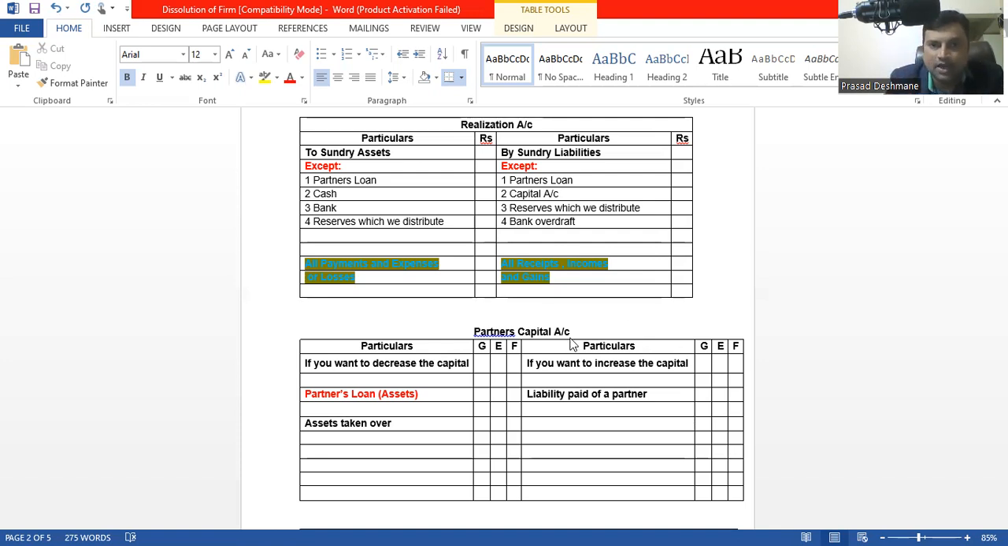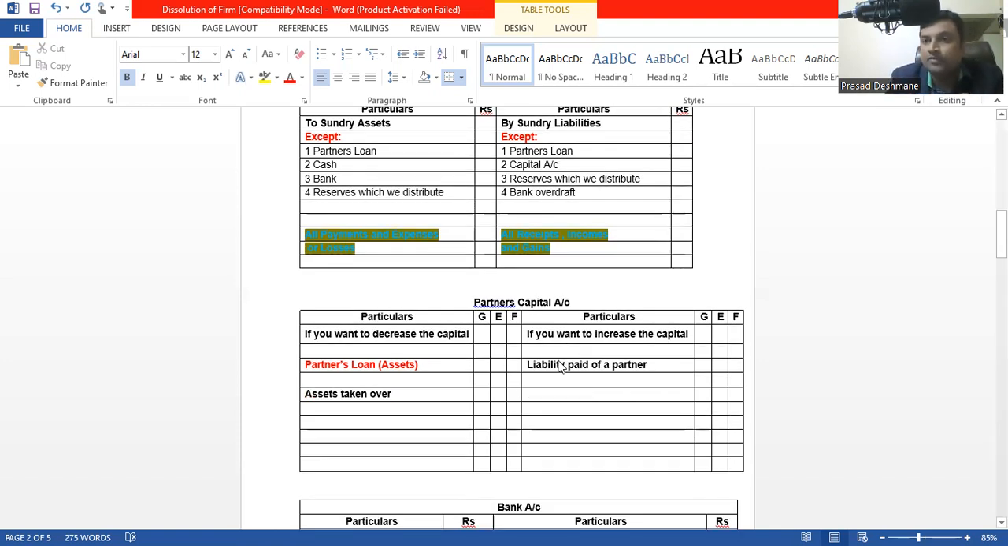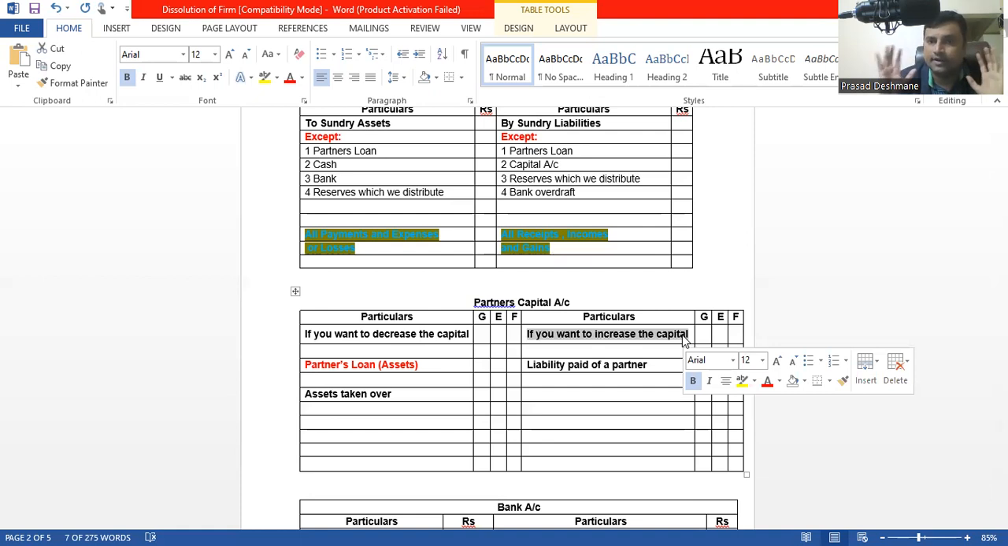Clear? Then second account is the partners capital account that we have been doing for the last 4-5 chapters. Fundamental, admission, retirement, death. Same rule here also applicable. What is the rule of the partners capital account? If you want to decrease the capital balance, it comes on the debit side. And if you want to increase the capital balance, it comes on the credit side. Decrease capital balance is debit, increase capital balance is credit.